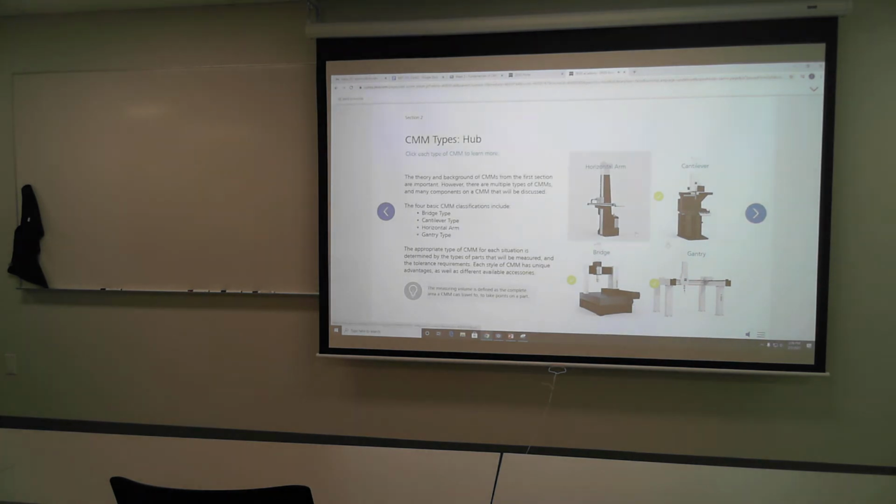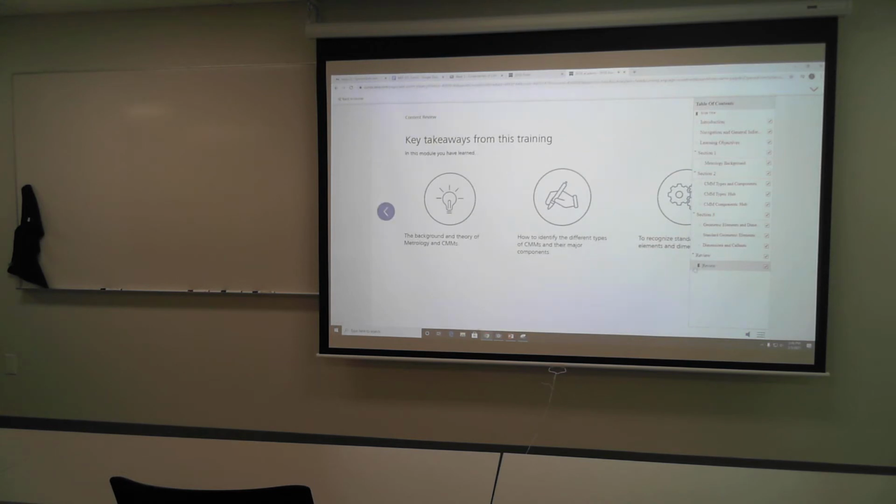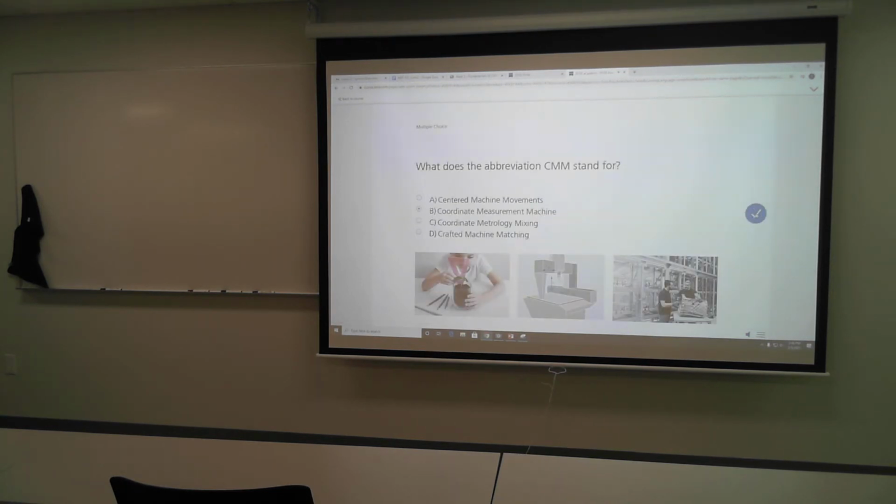Let's take a look at our table of contents here. That's these little 3 lines. You notice right now we're only about a third of the way through. When you get to the end, there will be a review section. And if you click on review, that is where the final quiz for the module is. You can see the answers that I've given here already.